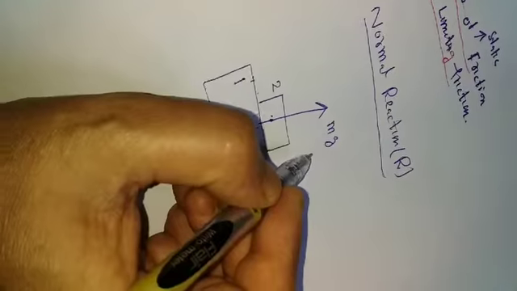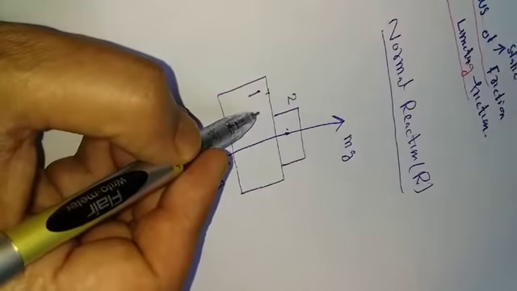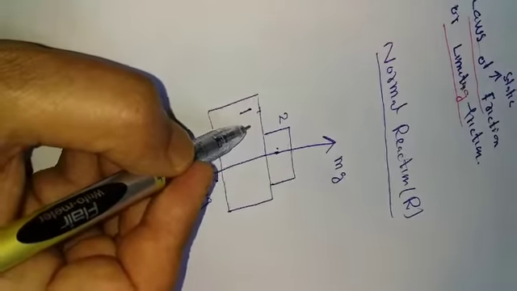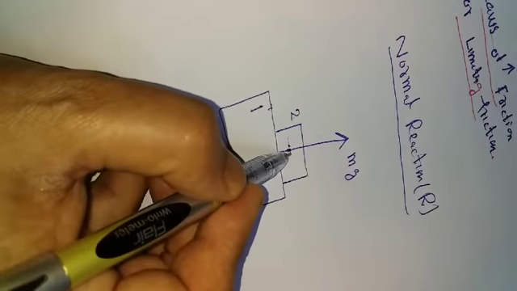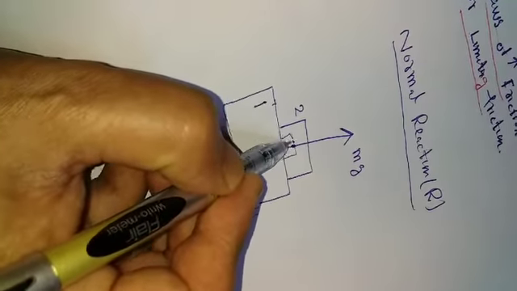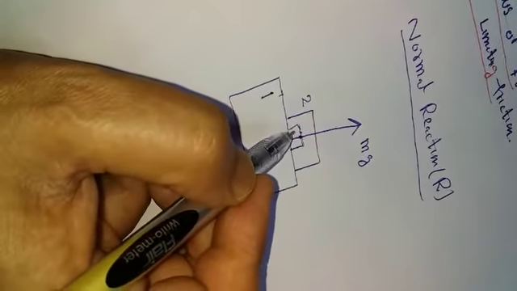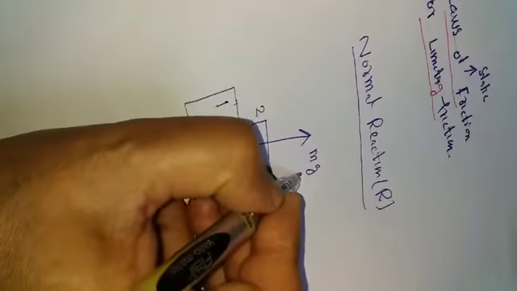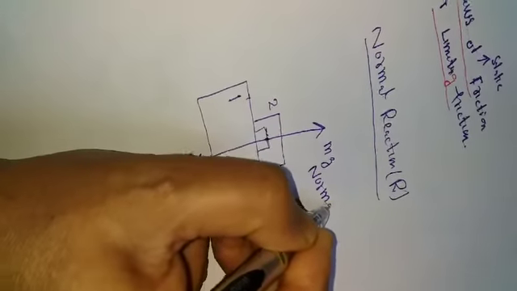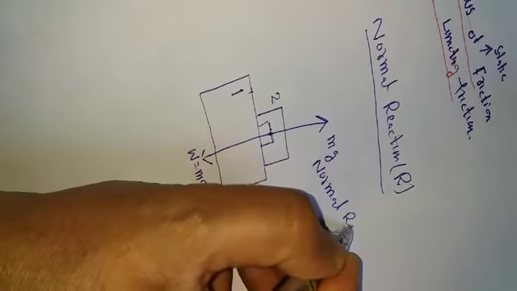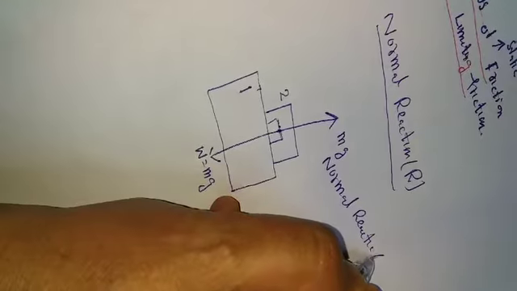Why do we call it normal reaction? This is created by the reaction of body 1 and it is perpendicular. This force is at 90 degrees, created in the upward direction. That is why it is called a normal reaction. It is also equal to the weight of the body. Normal reaction is usually denoted by R.